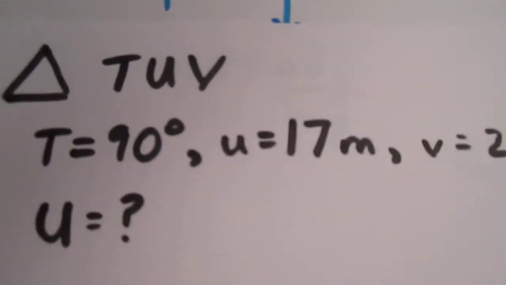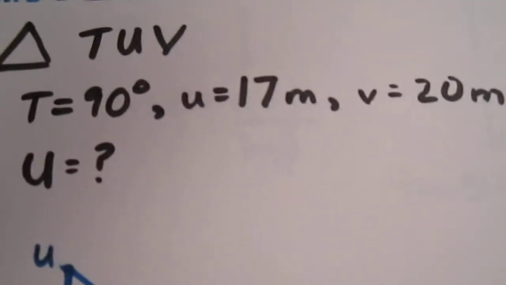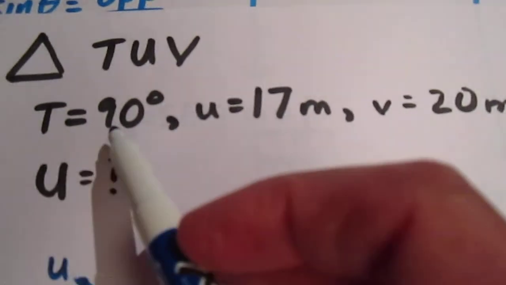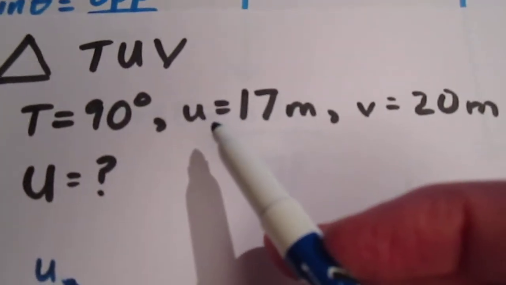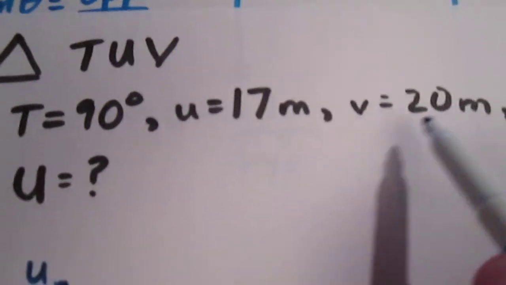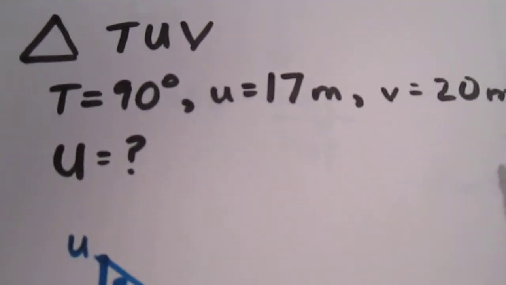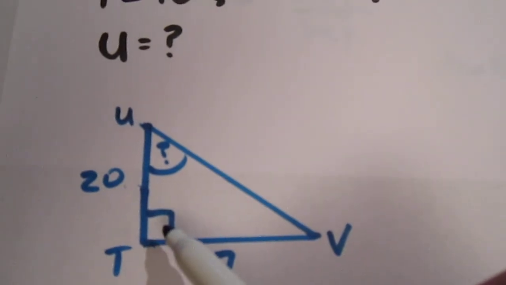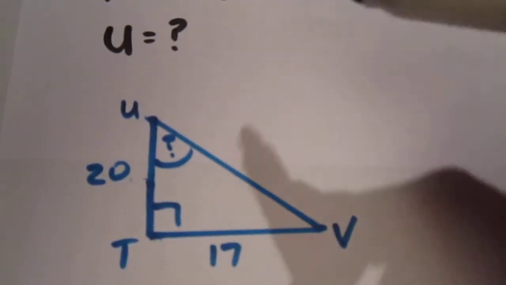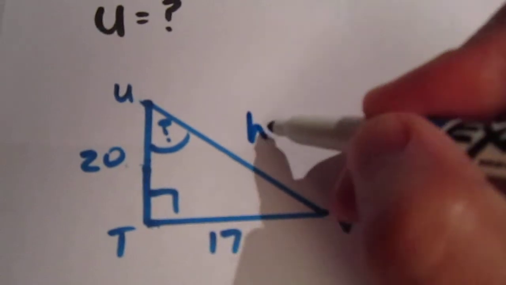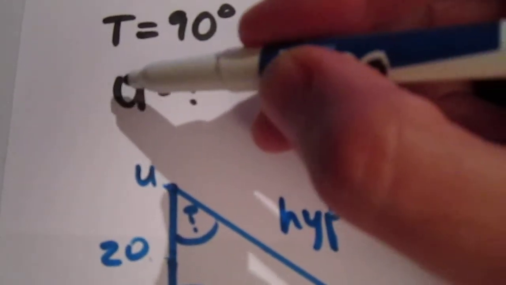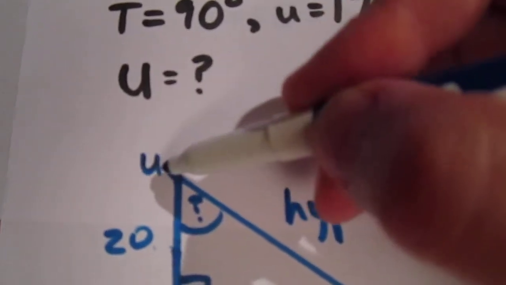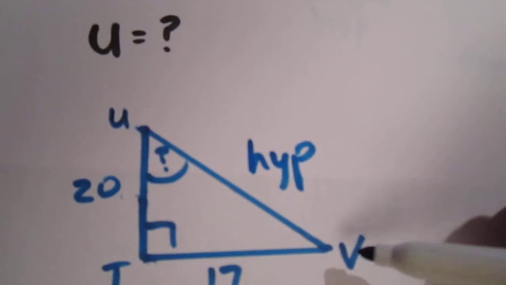We have triangle TUV, and in this case we know that the right angle is angle T, we know what the side u is, and we know what the side v is. So we do our best to draw this triangle. We make our 90-degree angle at T, and we realize that this is the hypotenuse. Now we're looking for the angle U. This is a capital U, so we're looking for the angle U. We put a U up here, a V down here.